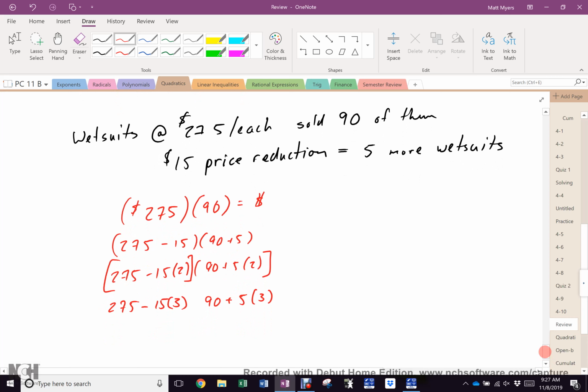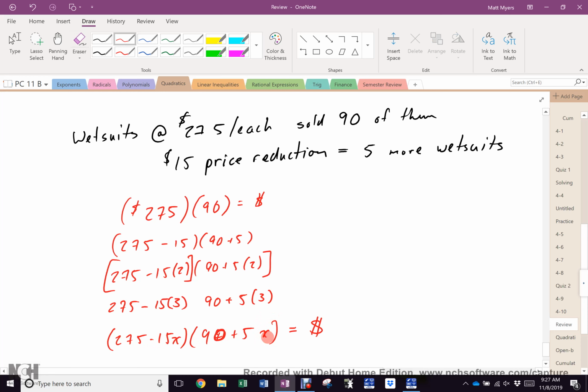I am seeking the magic number that I can drop it and keep my money as high as possible. Do I know that magic number? So what do we give it? X. 275 minus 15x times 90 plus 5x equals money. Now, isn't that a quadratic formula or a quadratic equation?